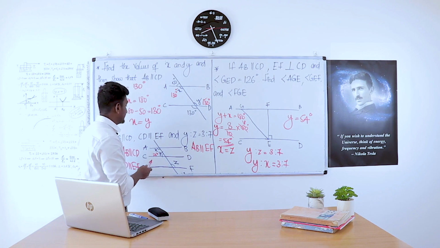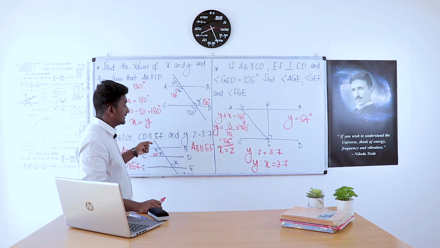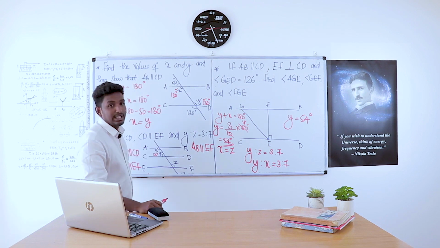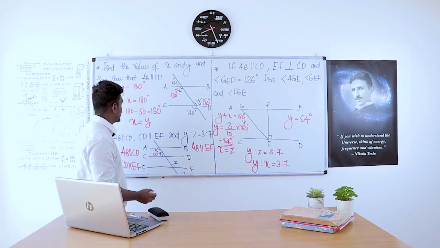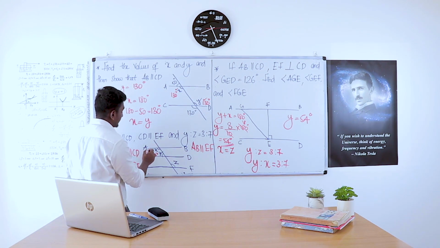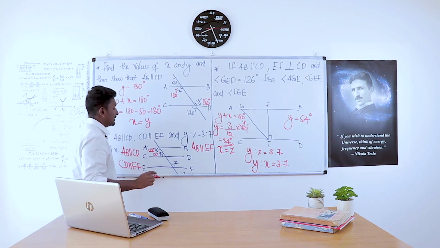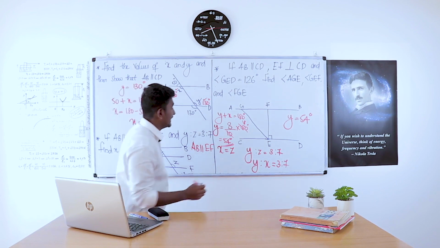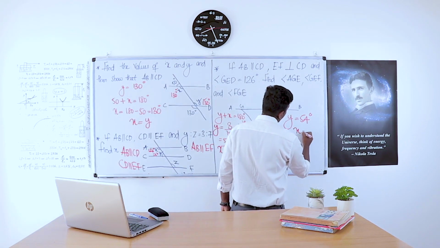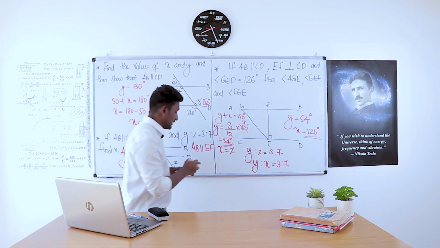Here we can say that the angles on the same side of the transversal are supplementary. Then to find X, just subtract 54 from 180 degree. 180 minus 54 gives 126 degree. That is 120 plus 50 is 170, 6 plus 4 is 10, that is 180 degree. Therefore, X is equal to 126 degree.